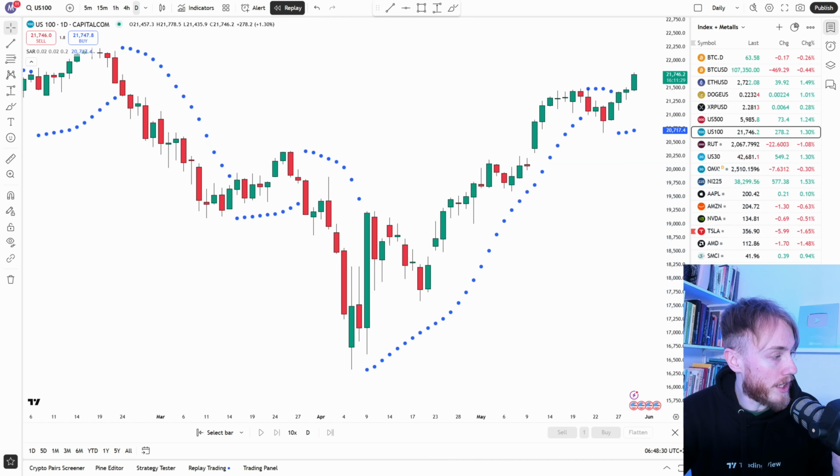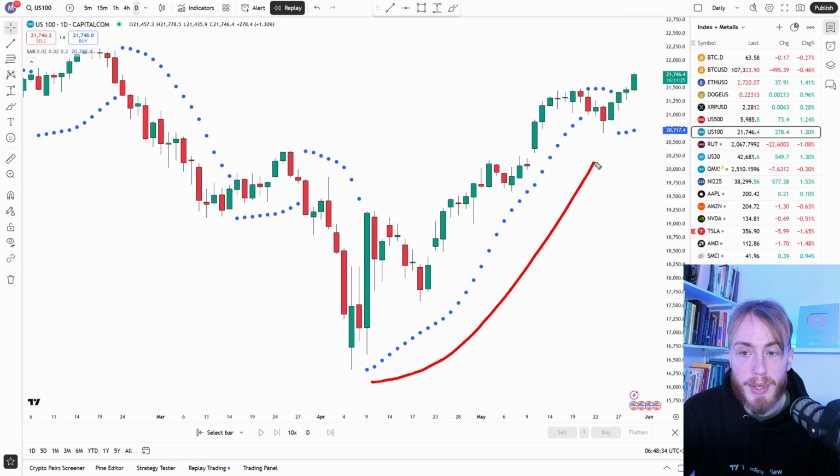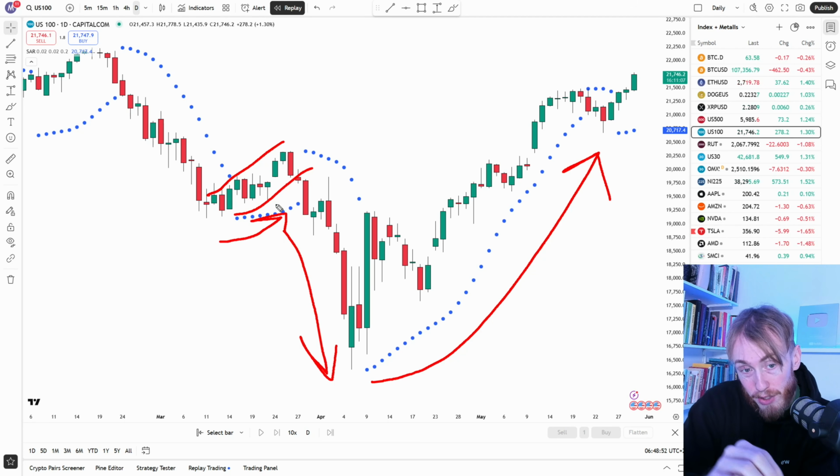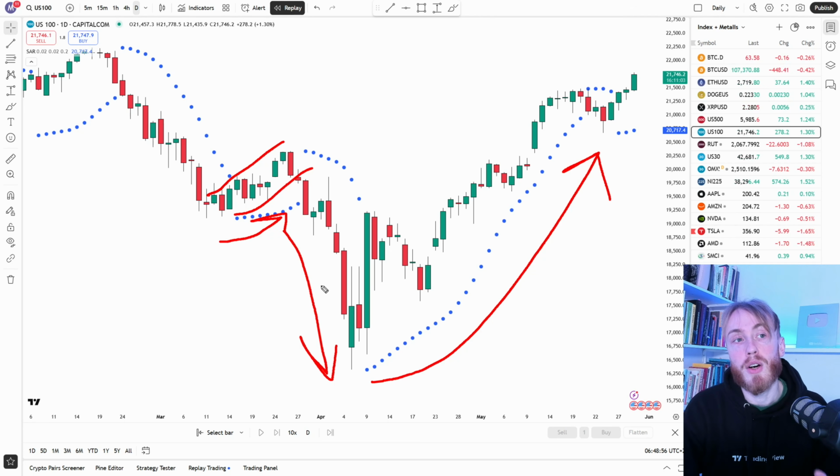But what I want to show you guys right here is, as you can see, when the dots are below the price, we are in an uptrend. When the dots are above the price, we are in a downtrend. And you can see that the indicator also can catch pullbacks, like for example right here. You can think about this as a small sort of uptrend or a small movement against the overall trend of the market. And the Parabolic SAR can basically catch both these larger moves, but they can also catch pullbacks.